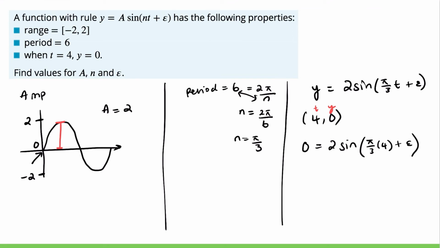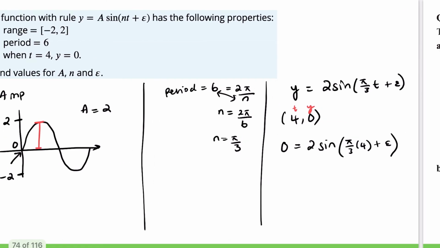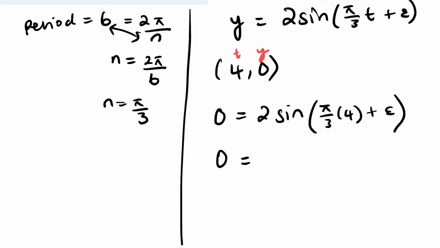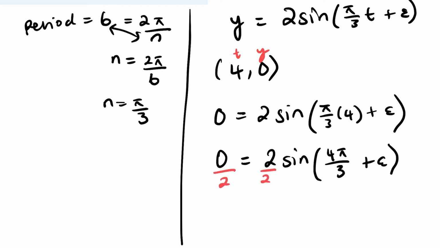Okay, so now what we're going to do, I'll just zoom in a little bit. All right, there we go. So now let's try and solve this. What I know is that I can simplify this to be 4 pi on 3 plus epsilon. I can divide both sides by 2, which would just be 0, and then I could take sine over to the other side.